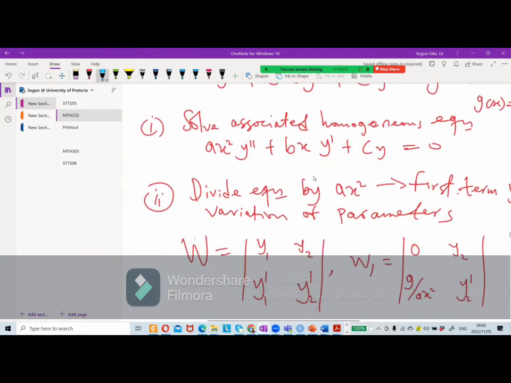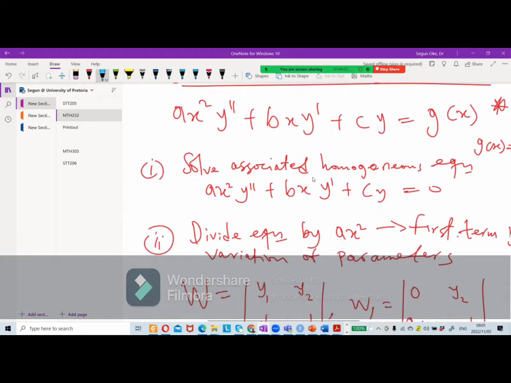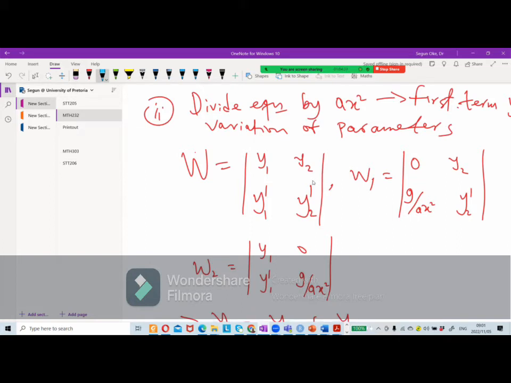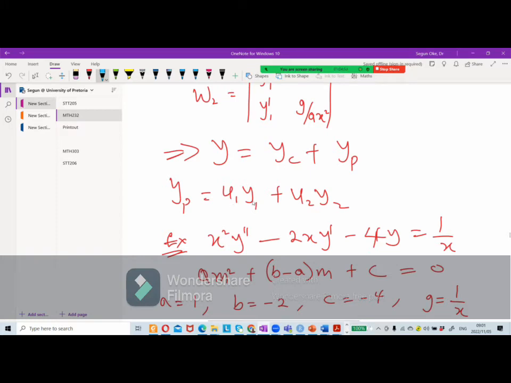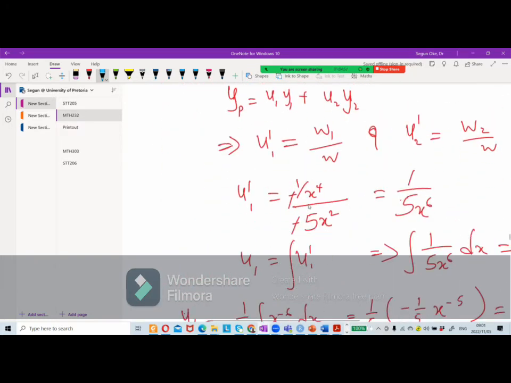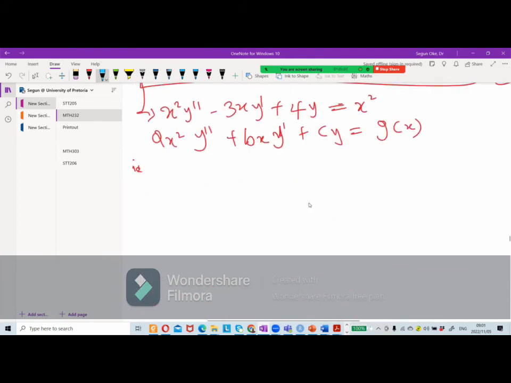So that continues this way. But for the non-homogeneous, these are the steps you follow. And from these steps, you can now solve the problem one after the other. You follow the Wronskian method, get your YP. Your YP is u1 y1 plus u2 y2, and let's solve it. So once you're able to solve that one, Ibrahim, go ahead, tell us the general one. Okay, the general formula is A m squared plus open bracket B minus A close bracket m plus C equals 0.